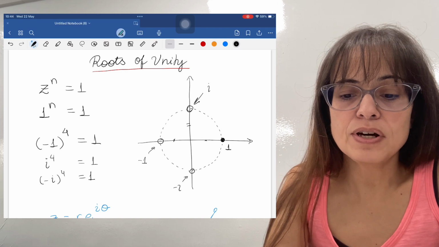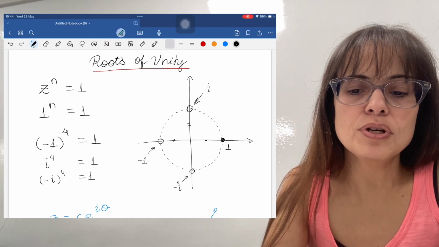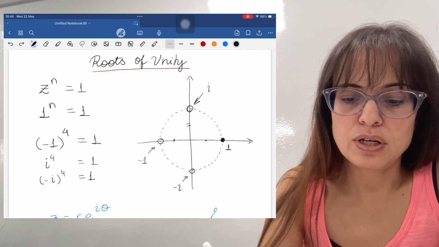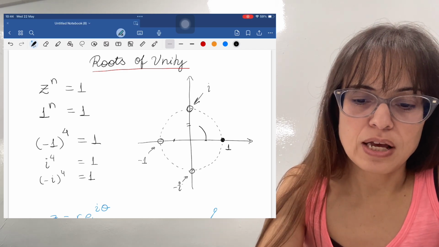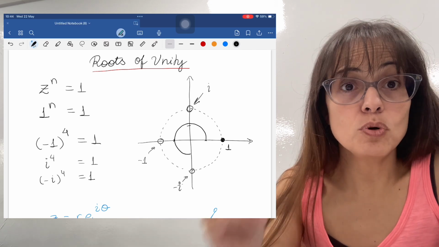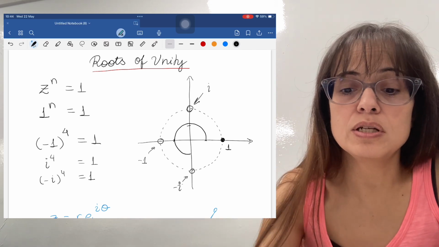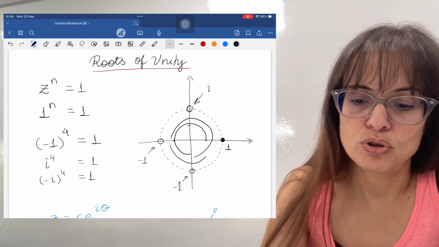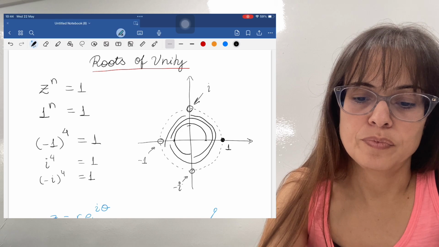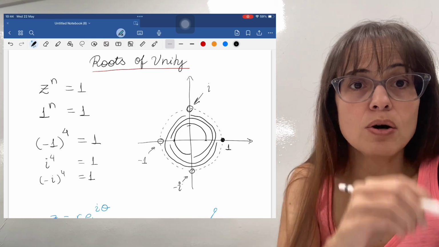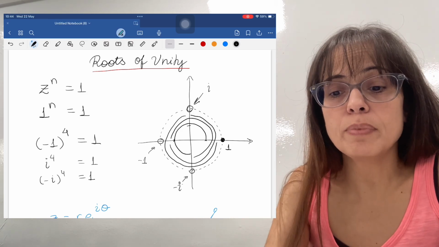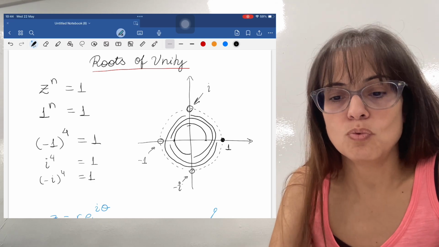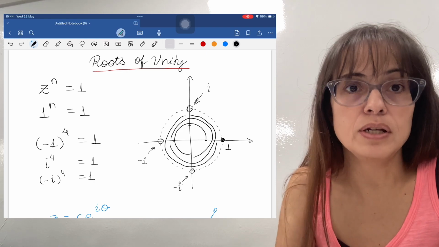And finally, -i is going to do the exact same. You could think about it rotating the other way, but I don't want to do that. I want to think that -i just has this argument, and I'm going to put it to the power of 4. So I need to rotate it another 1, 2, and 3. So it went around even more, but it got back to the same place. So these are the fourth roots of unity. 1 itself, i, -1, and -i.